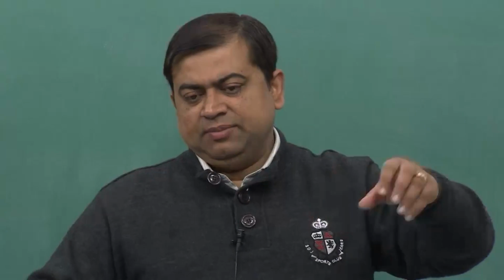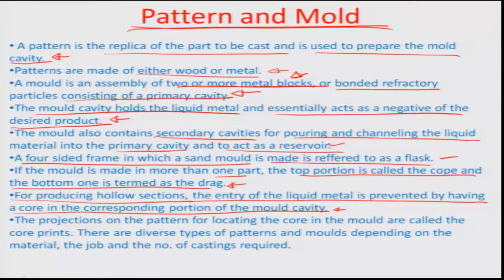So, that when the metal comes around it, it basically goes around and it is not able to go into that region which has the core. So, you can exactly make the design in a manner so that the core can be extracted later on. Okay. So, that is how you do this kind of hollow castings. Okay. So, core is very important. The projection of the pattern for locating the core in the mold are called core prints, as I have just mentioned. It is like legs which are holding the core in place.